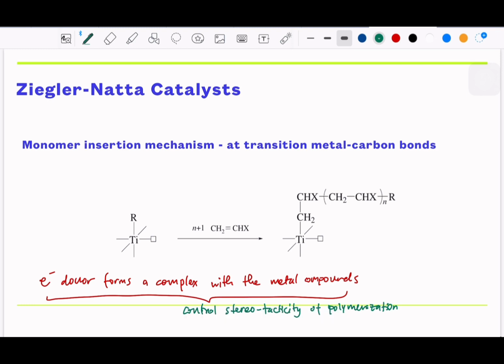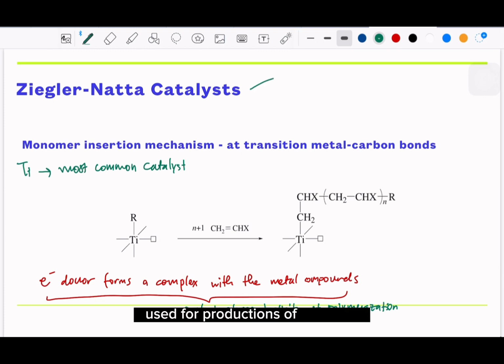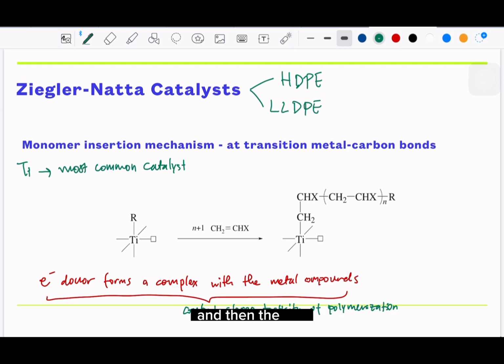And this titanium is actually, I think, the most common. So titanium is the most common catalyst in this Ziegler-Natta catalyst. Okay. And usually this is used for production of HDPE, the high density polyethylene, and then linear low density polyethylene also, and then isotactic propylene. This can also be done with this catalyst.